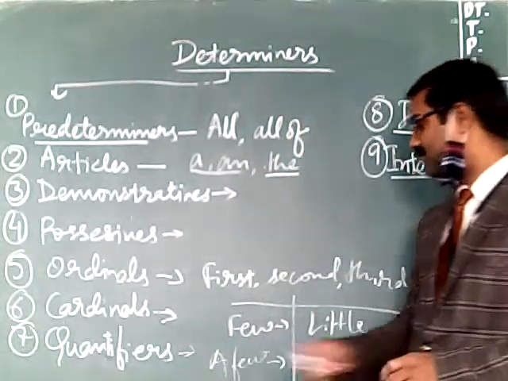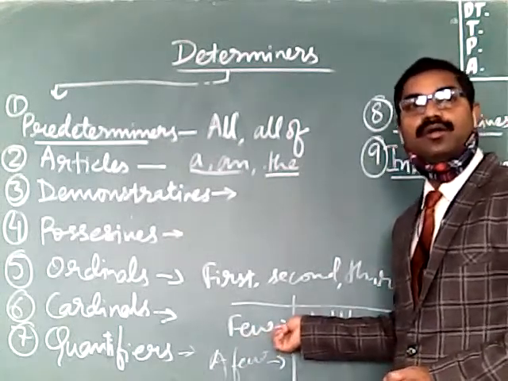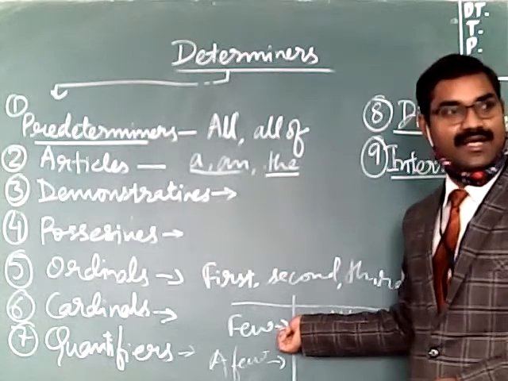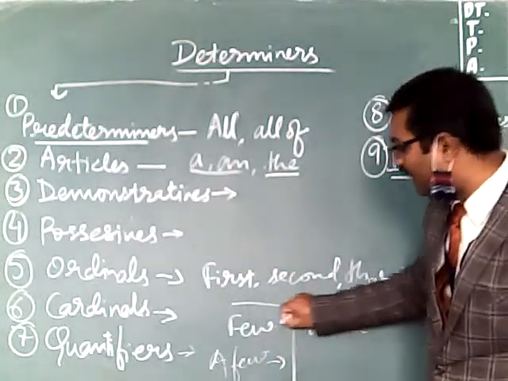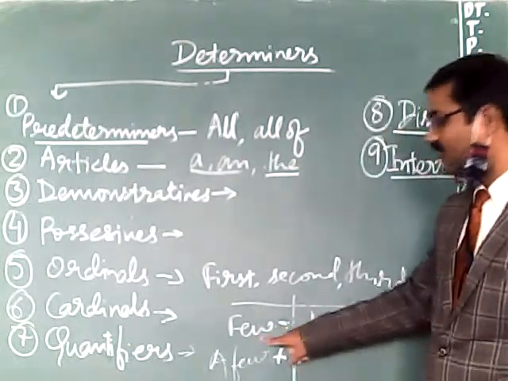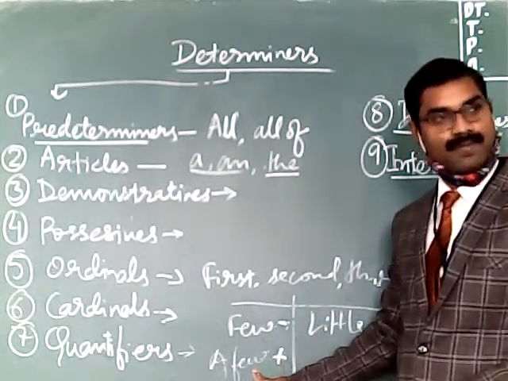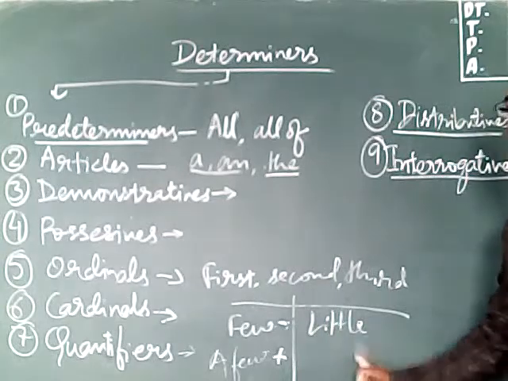I told you that few is used to show something which is hardly any in number, very less in number. So you can write down in bracket minus for few, and here you can write down in bracket plus for a few. It is used to show negative, and it is used to show positive. The same concept is applicable in little and a little.